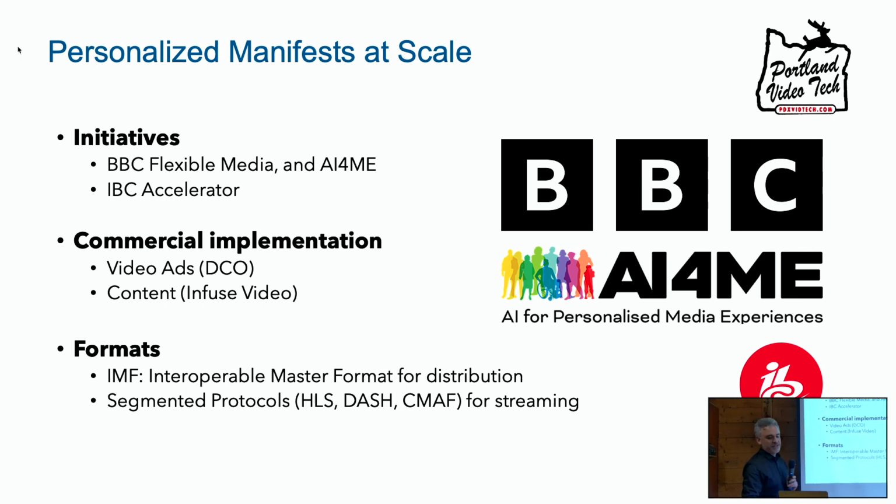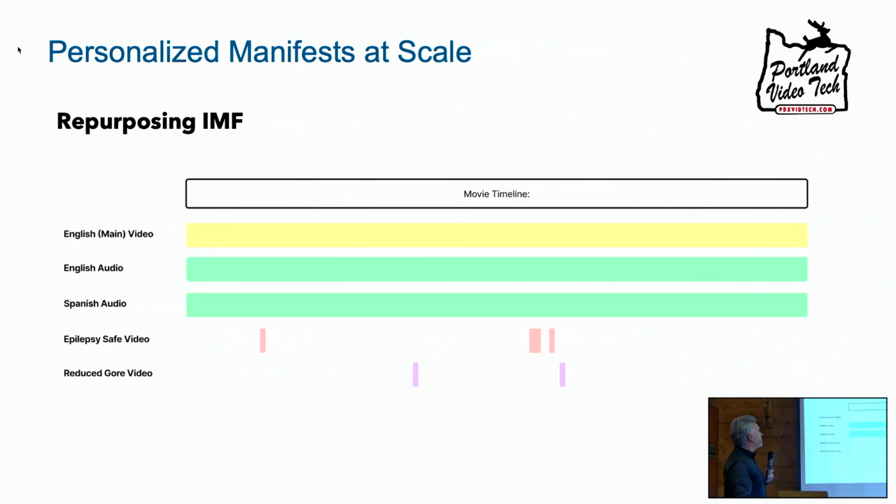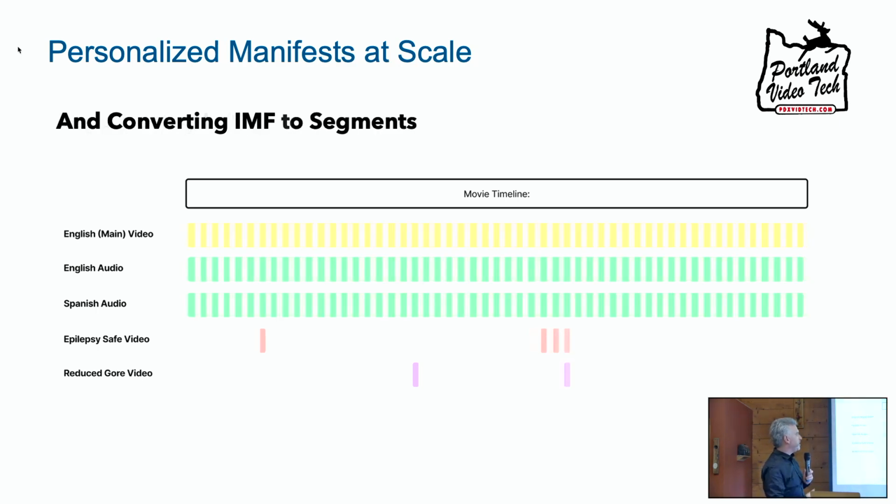Again, it's not that easy, but this is what it would look like for IMF. For example, you've got the English video, the yellow bar. The epilepsy safe video would have a bunch of scenes that are replaced. Reduced gore would also have a bunch of scenes that are replaced. And once you translate that to segments, this is kind of what happens.